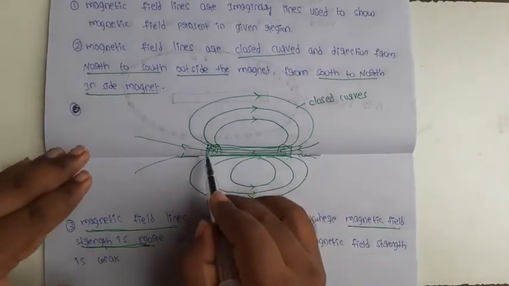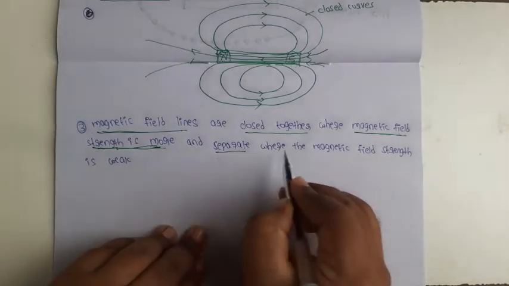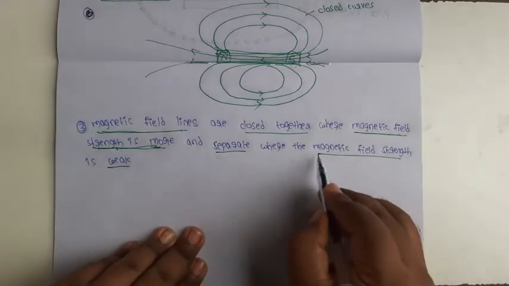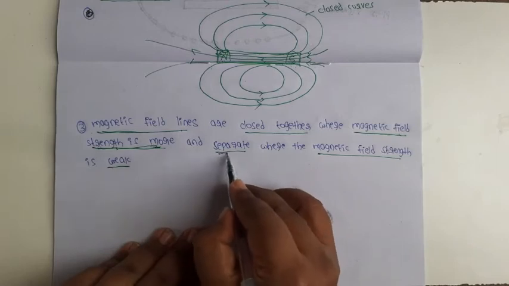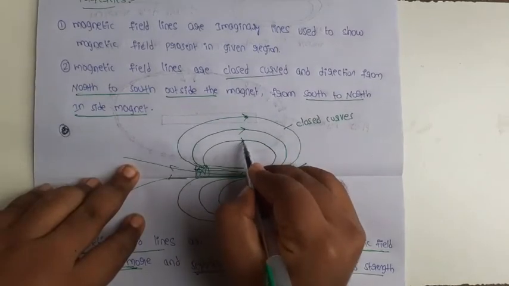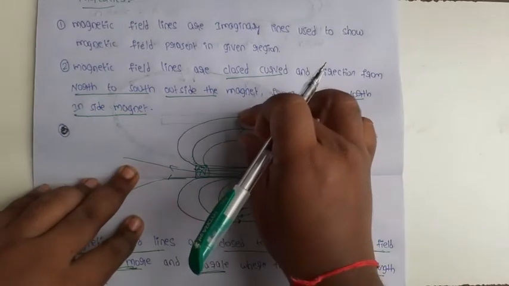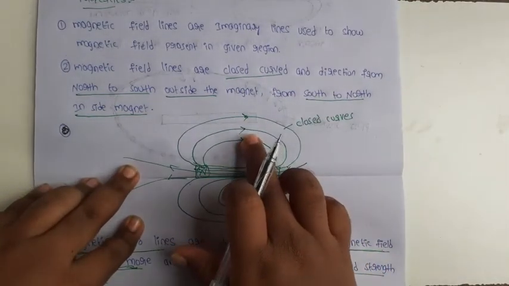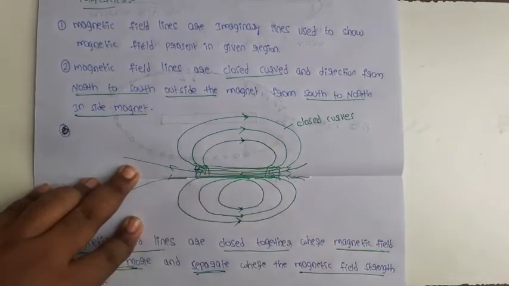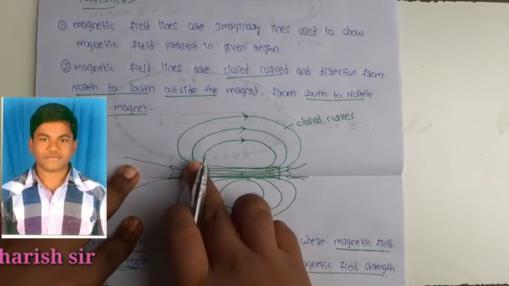What happened? Here the magnetic field lines are close together. They separate where the magnetic field strength is weak. If the magnetic strength is weak, what happens? The magnetic field lines are separated. Observe here, the magnetic field lines are separated. Why? Because at this particular point the magnetic field strength is weak. Due to that, the magnetic field lines are separated. At the poles the magnetic field strength is more, so the magnetic field lines are close together.